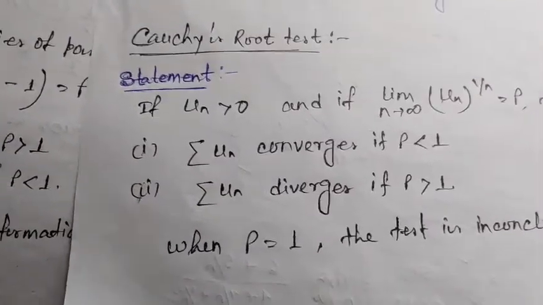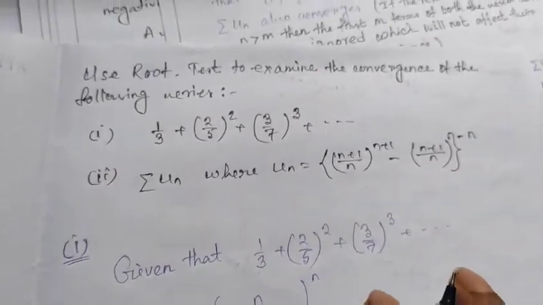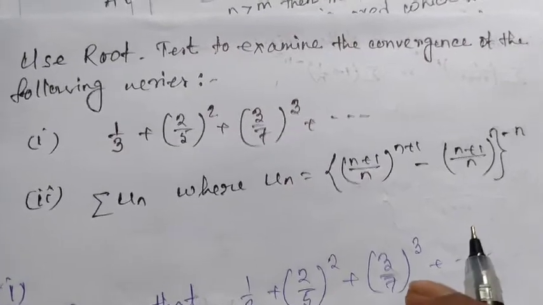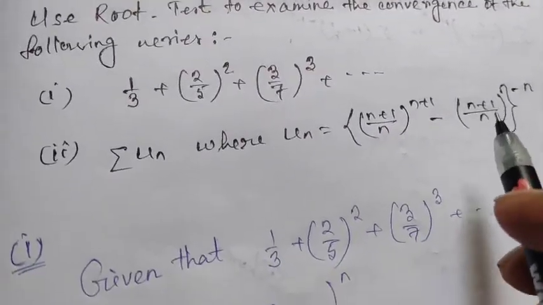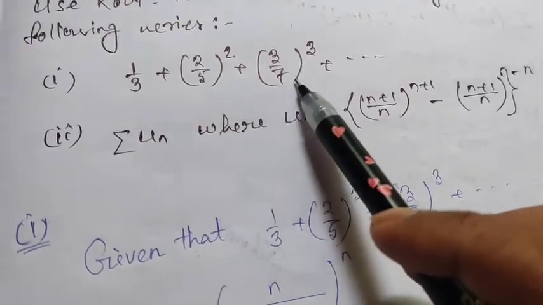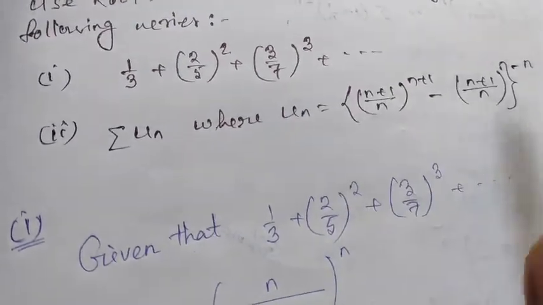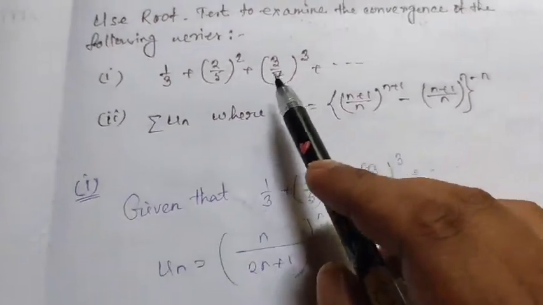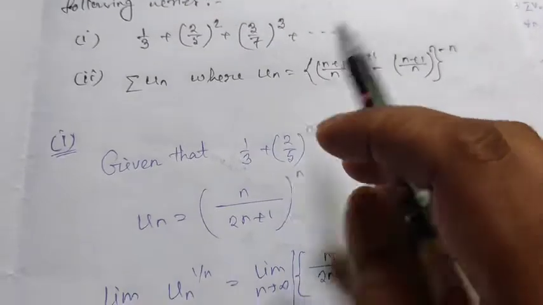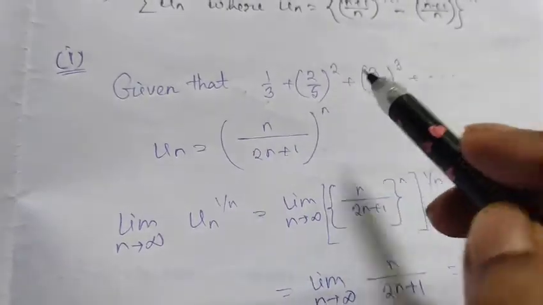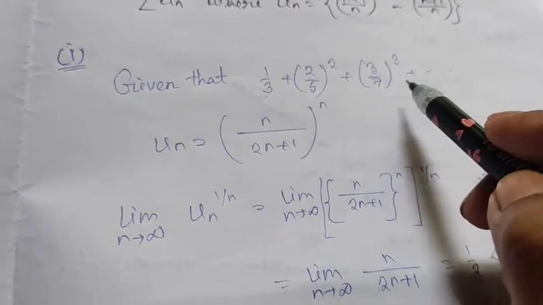So now let us see one problem: use root test to examine the convergence of the following series. Let us take the first problem, that is 1/3 plus (2/5) whole square plus (3/7) whole cube and so on. Now we will try to solve the first one, and next I will solve the second one. So given that 1/3 plus (2/5) whole square plus (3/7) whole cube plus so on.